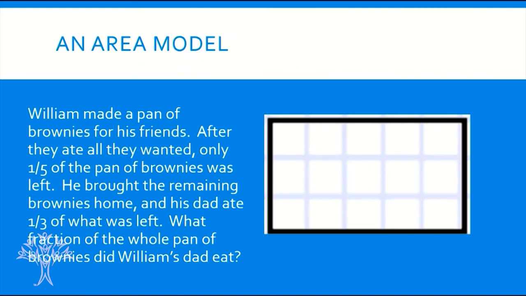Here's the array I was thinking of. I can see thirds by looking at the 3 horizontal rows. I can see fifths when I look at the 5 vertical columns. The story tells us that only 1/5 of a pan of brownies was left. Shade in 1/5 of the array that you sketched.